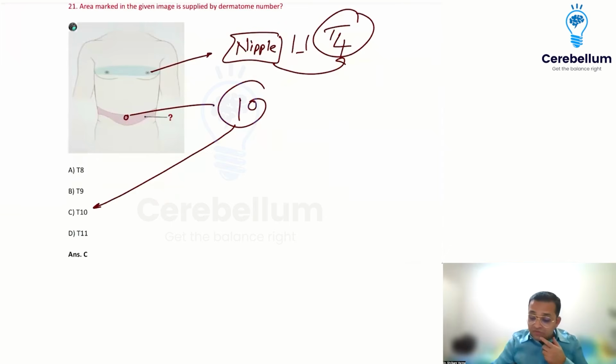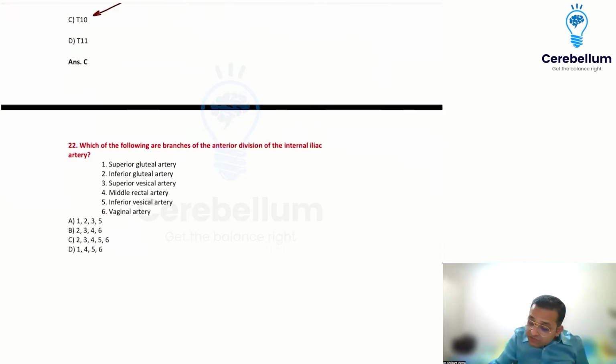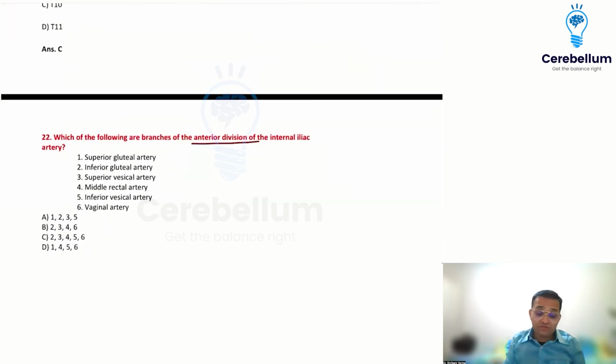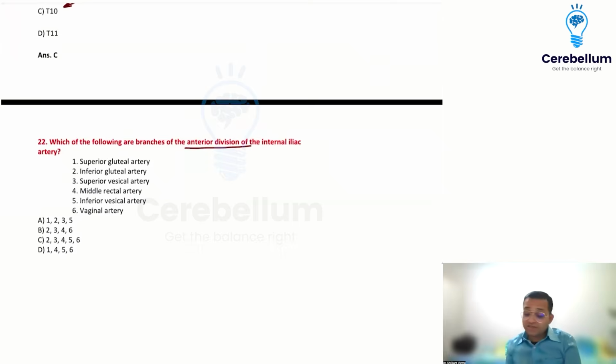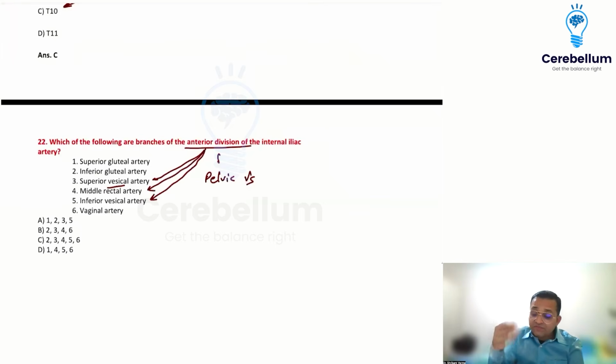Now come to the next. Dermatome is very important. Which of the following are branches of the anterior division of the internal iliac artery? Yes, it is a repeated question, a PYQ from your exam, INICET. This anterior division is supplying the pelvic viscera. So pelvic viscera: bladder, so anterior division is supplying the vesical arteries. Yes, rectum is a pelvic viscera structure. Inferior vesical, it is again viscera. Yes, vaginal artery, this also. But superior gluteal, inferior gluteal, there is a confusion.